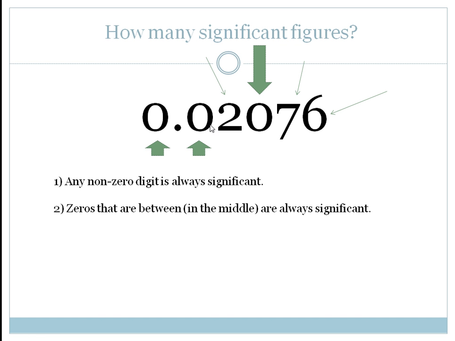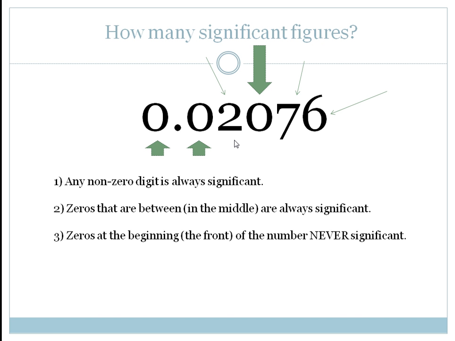Now these zeros, if you look at where they're located, they're in the front, at the beginning. So zeros in the front beginning are never significant. Even though these zeros aren't significant, they still have value. They're placeholders. We have to put them in the number.